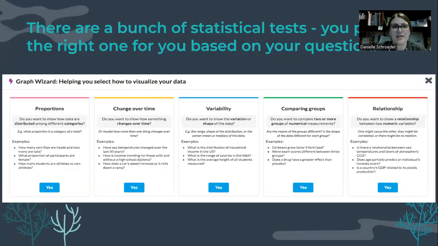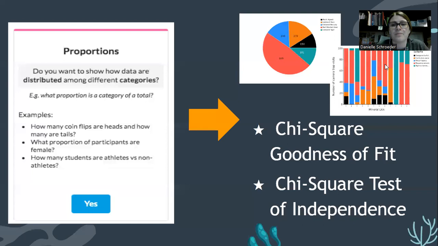So each of you will get a one-on-one appointment with either one of the ISEF coordinators or one of our statistics advisors. One of the things that the statistics advisors will ask you when you sit down for your very first statistics advising appointment is, are you exploring a proportion or how data are distributed in categories? Are you looking at a change over time? Are you looking at the variability in data? Are you comparing groups of data? Or are you looking at a relationship between two numeric values? Do you remember which one we were doing with Frog Pond? We were comparing groups, okay?